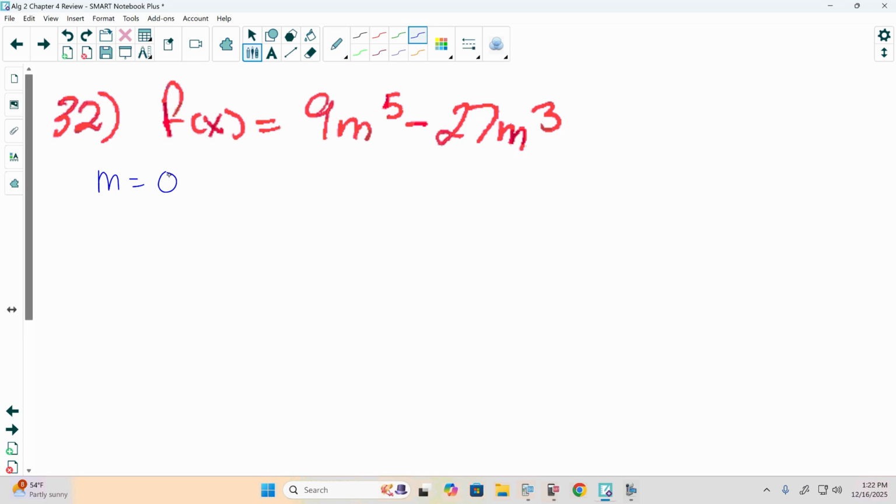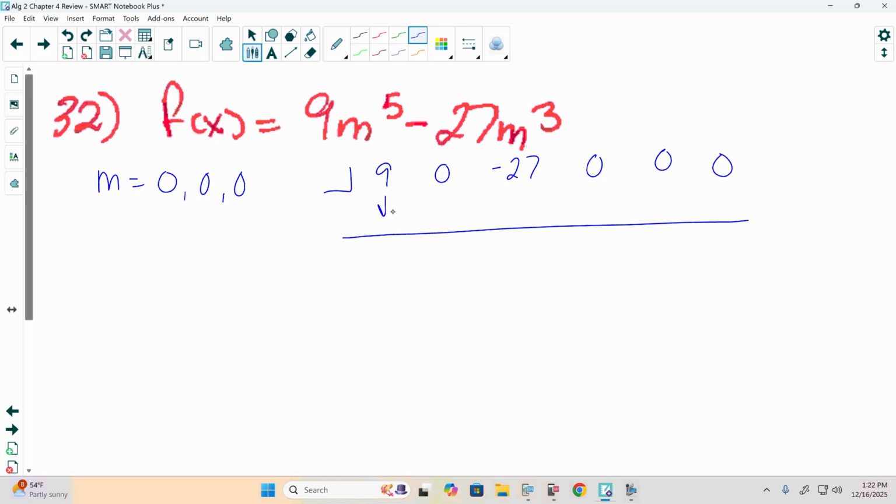3 times. We won't necessarily have one like this on the test, but it's really telling me 0 is going to be a solution 3 times. Because really we can factor out m to the 3rd, which is going to give us 9m cubed. We can factor it out, leaving us with m squared minus 27.